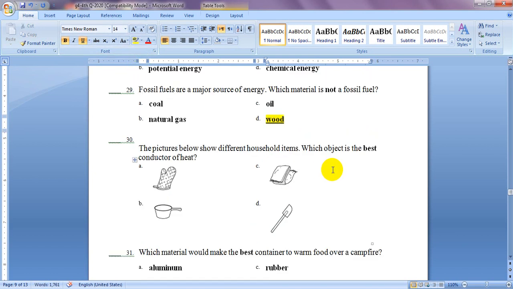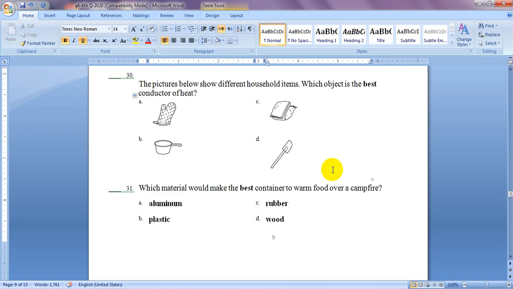30. The pictures below show different household items. Which object is the best conductor of heat? Again, a conductor is the one that lets heat pass through it. Which one lets heat pass through it? This oven mat, or this metal pot, or this towel, or this rubber spatula? The conductor is the metal pot.